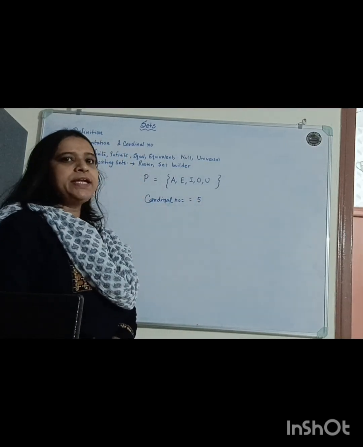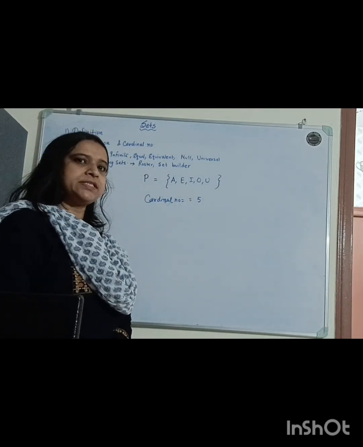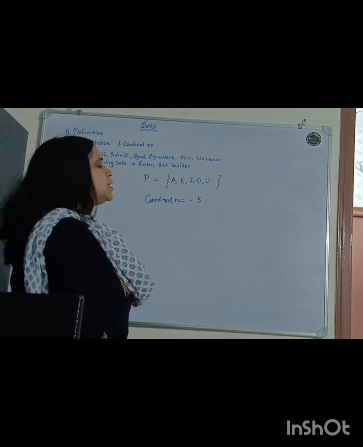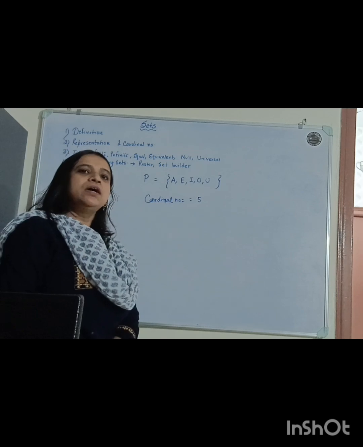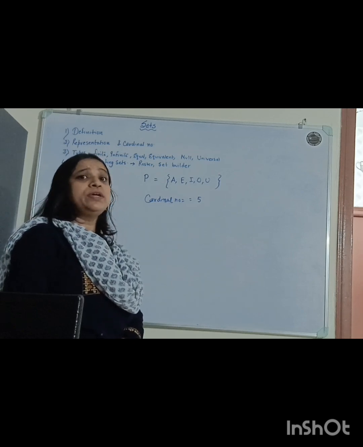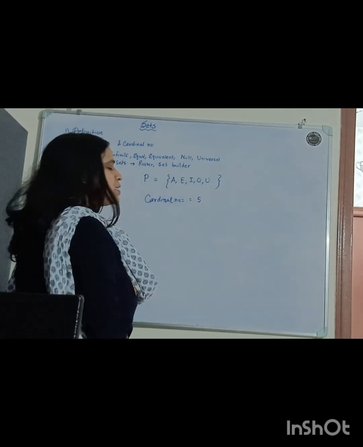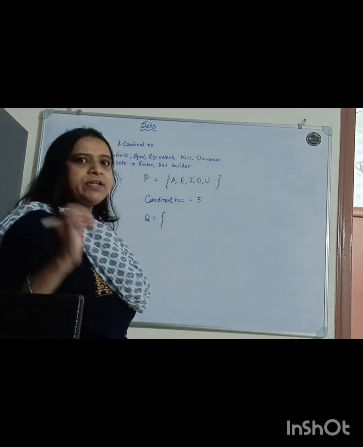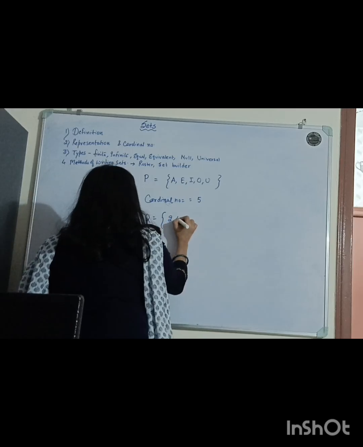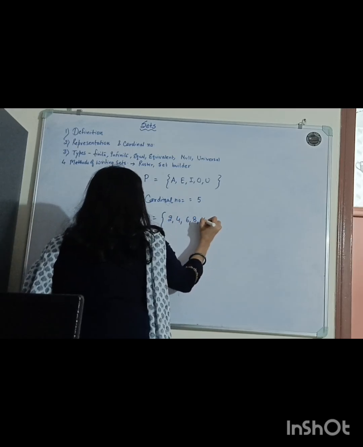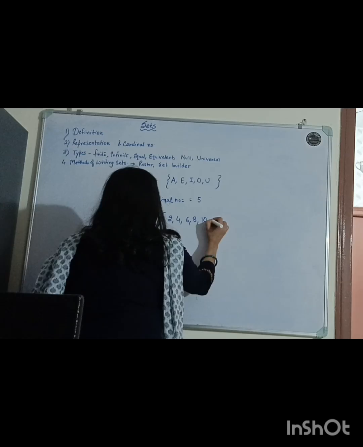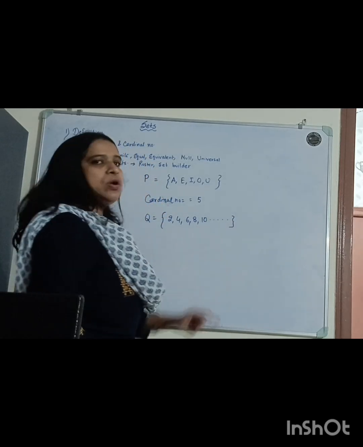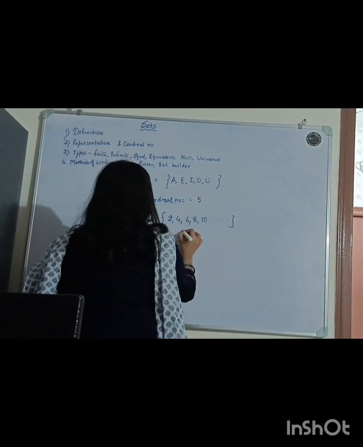Now every time it is not possible to count the cardinal number of a set. Why is it not possible to tell the cardinality? Because some sets are endless. Suppose I ask for the collection of all even numbers. There is no end of even numbers. So in that case, how will we write this? Suppose I write Q equal to, the even number collection. So I will write 2, 4, 6, 8, 10. Now there is no end. So what are we going to do? We will put these dots. That means they are endless. And this kind of set is called an infinite set.